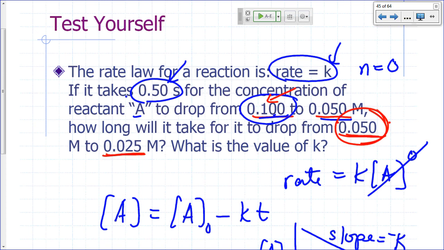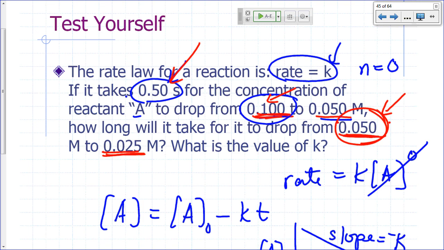Second order, it gets longer the further the reaction goes, right? First order, it stays constant. Zero order, it gets shorter. So I'm starting from 0.1, now I'm starting from 0.05. So if it took half a second when I start from 0.1, how long will it take to get cut in half if I start from 0.05?